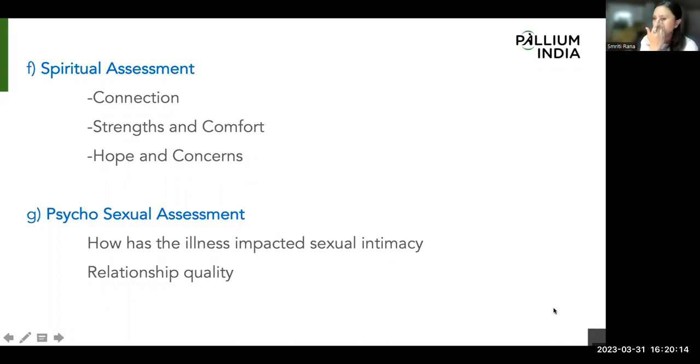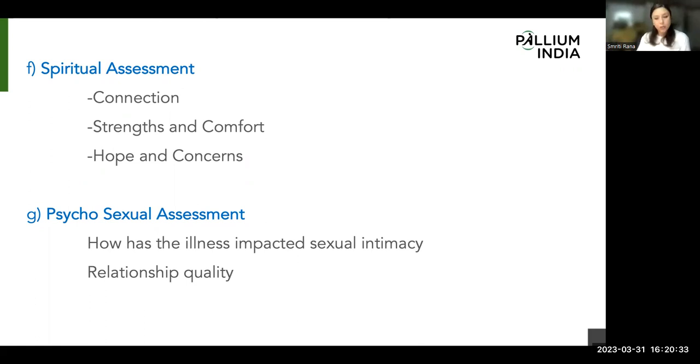And there is a beautiful scale. It's the Oxford Spiritual Assessment Tool. I'll try and find a picture of it and share it with you later. But that really gives you guiding questions on what you can ask, and you can weave it into conversation style and really get a sense of what the person's spiritual landscape looks like.